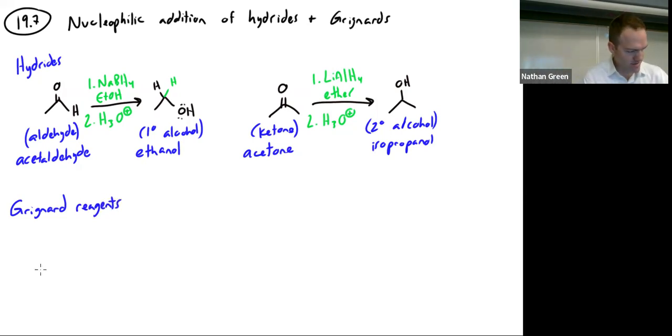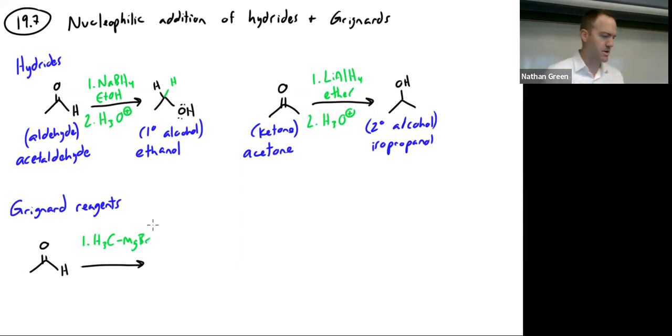Grignard reagents, we can do the same thing. There's an aldehyde. I can add a Grignard to it. Let's use methyl Grignard just as an easy example. Remember, anything that you see an MgBr attached to, or MgCl, but bromine's most common. Again, we don't want to use protic solvent with Grignard reagents. What kind of product am I going to make?